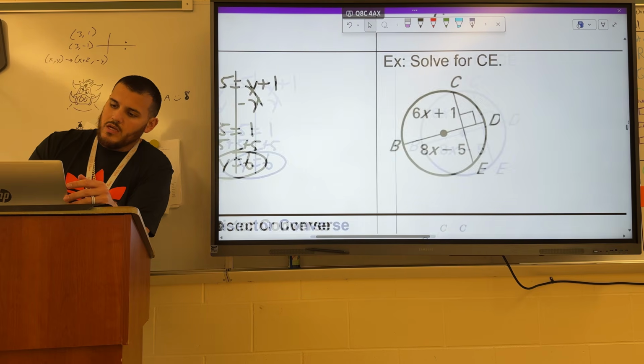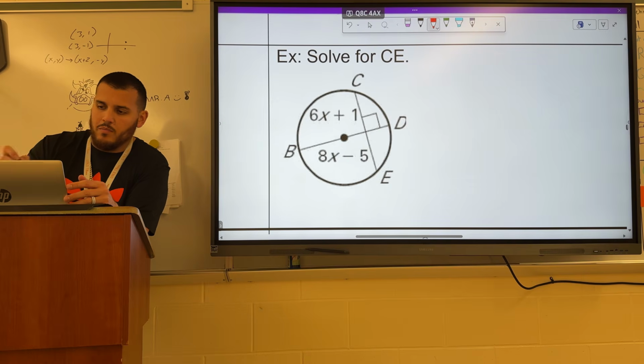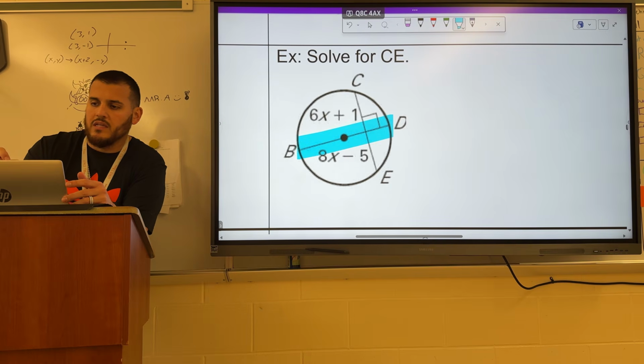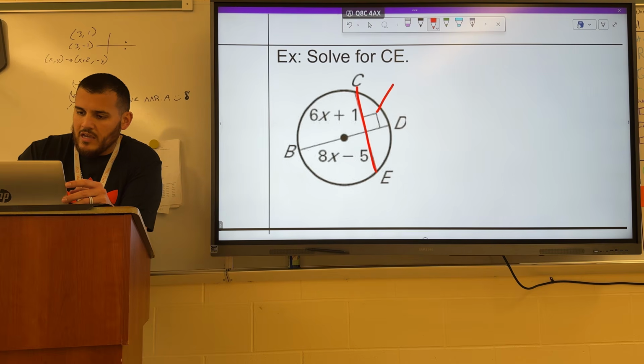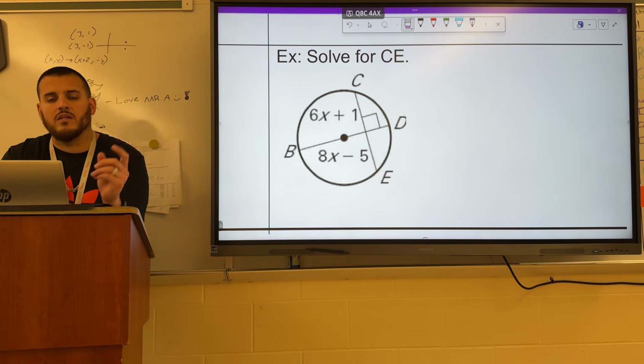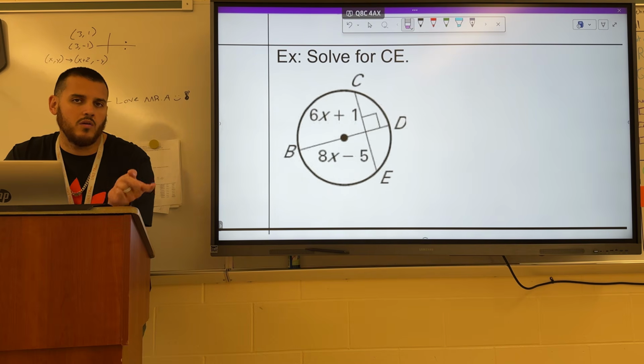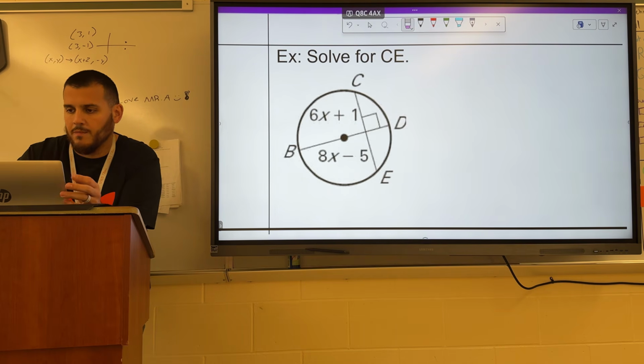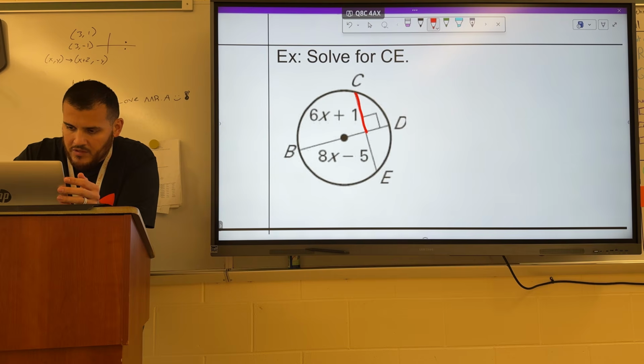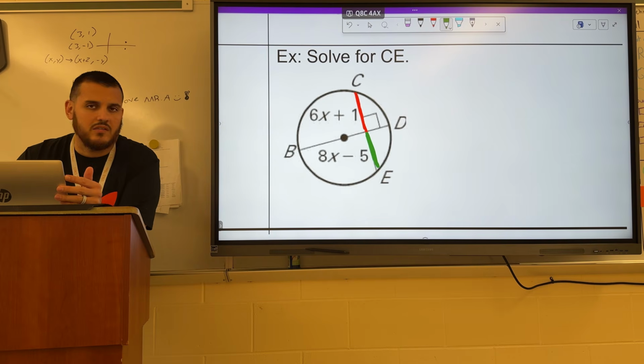Let's do another one. Again, we need to recognize we have a point that appears to be the center. That means BD is a diameter, CE is a chord, and where they intersect is a right angle. So the diameter is perpendicular to the chord, which must then be bisected. That 6x plus 1 is representing the length of that chord. 8x minus 5 is representing the length of this chord.